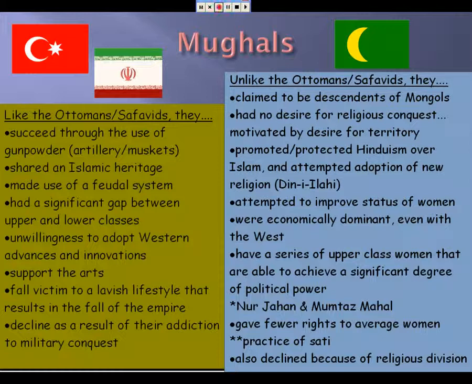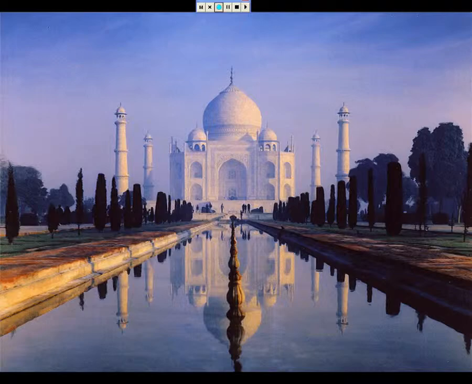Which I think we have a picture of. Yeah, that. I'll go back, don't worry. For those that haven't seen this and didn't know, this is not a palace. This is actually a tomb to the wife of one of the Shahs of the Mughal Empire.